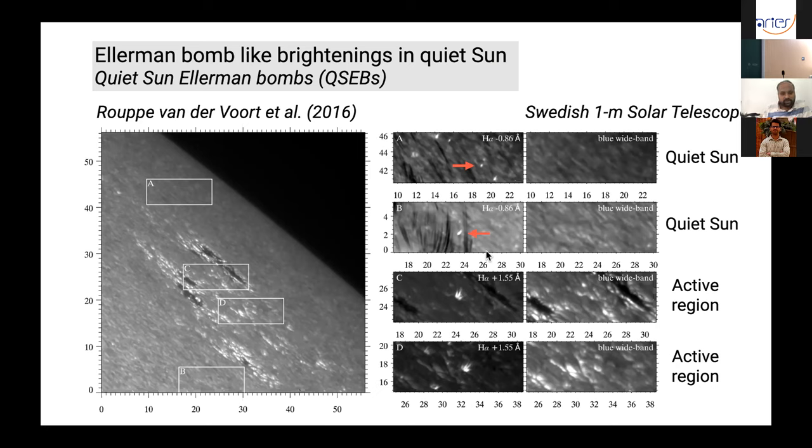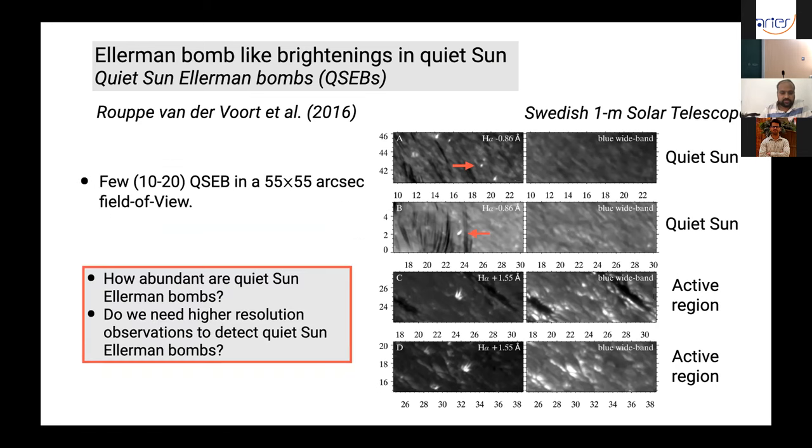So for example, in B and C, you see this compact brightening, which is the active region Ellerman bomb, but also in regions A and B, you see this very tiny, small scale brightening. So this was the first observation of this reconnection-like event in the quiet Sun as well. Then we started asking the question how abundant these events are in the quiet Sun, that maybe there are more and maybe we need higher resolution observation to detect all of them.